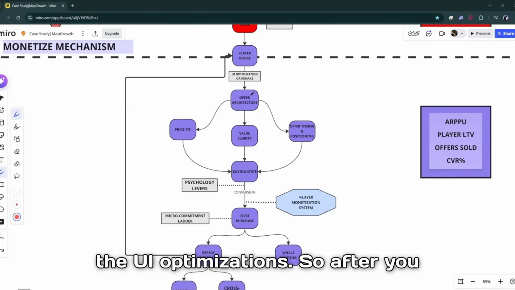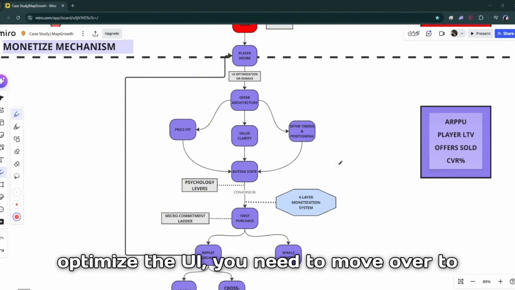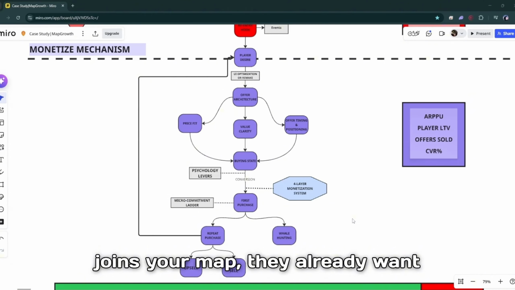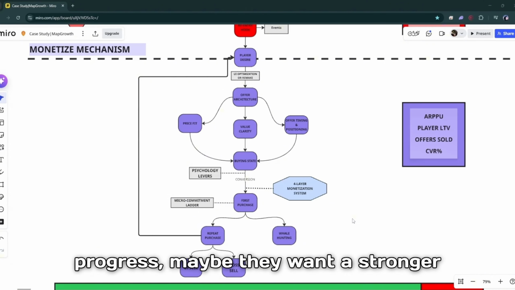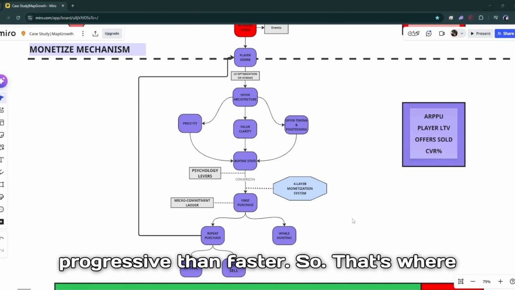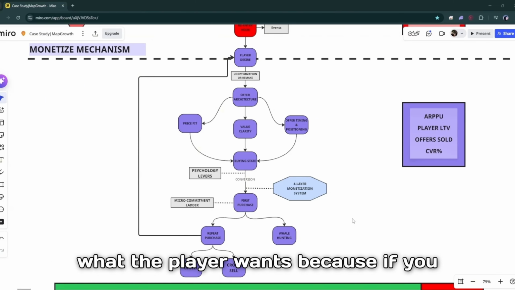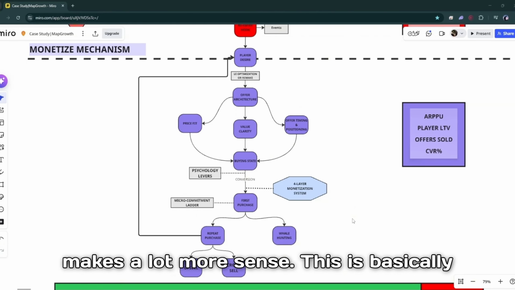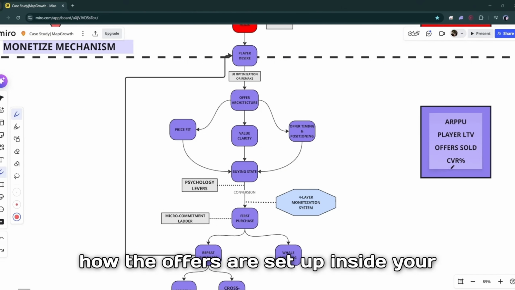So after you optimize the UI, you need to move over to the offer architecture. When someone joins your map, they already want something. Maybe they want faster progress, maybe they want a stronger loadout, more status, better rewards, or progress through the map faster. So that's where everything starts. You need to understand what the player wants, because if you build around that, the monetization flow makes a lot more sense. This is basically how the offers are set up inside your map.